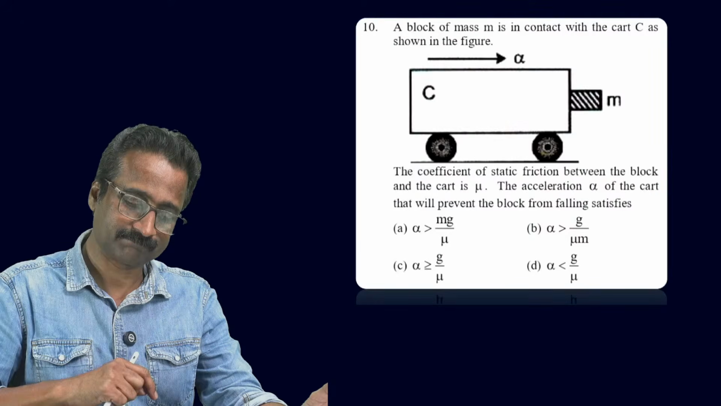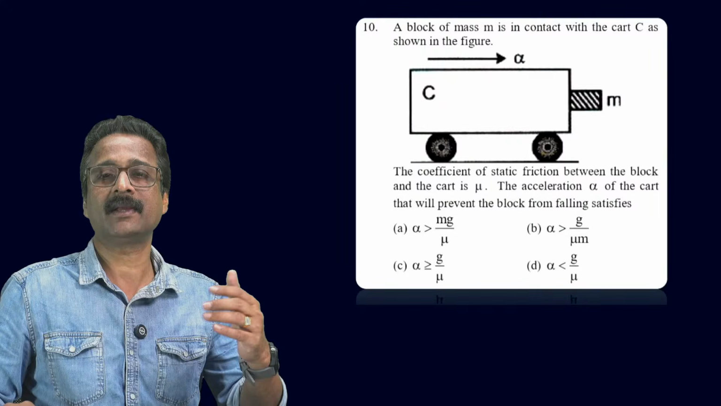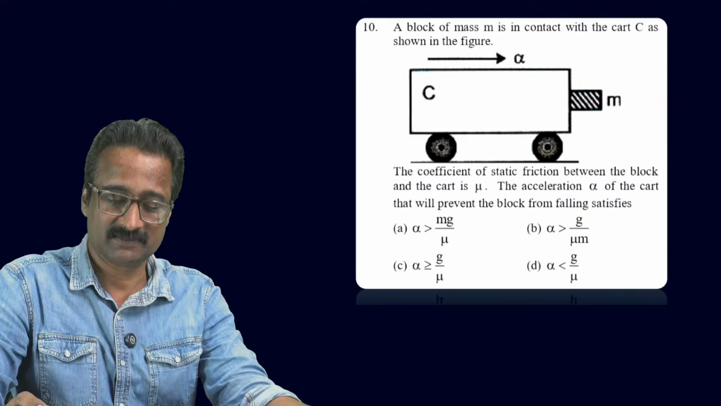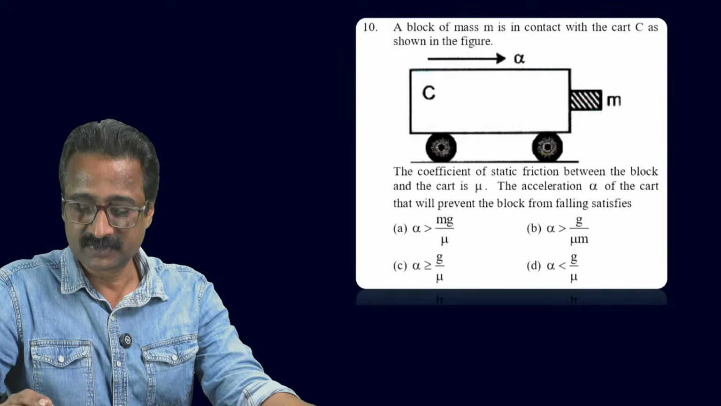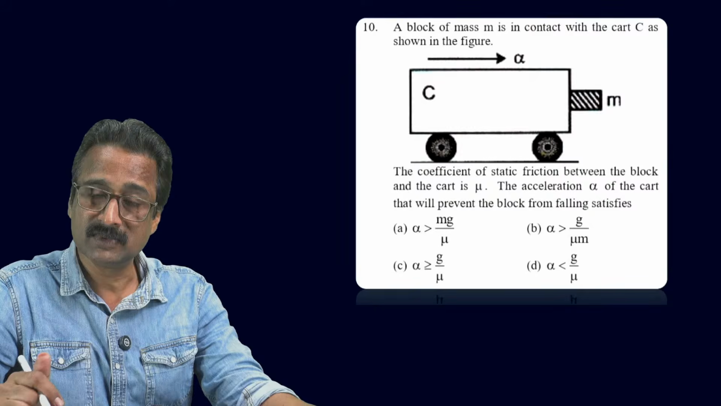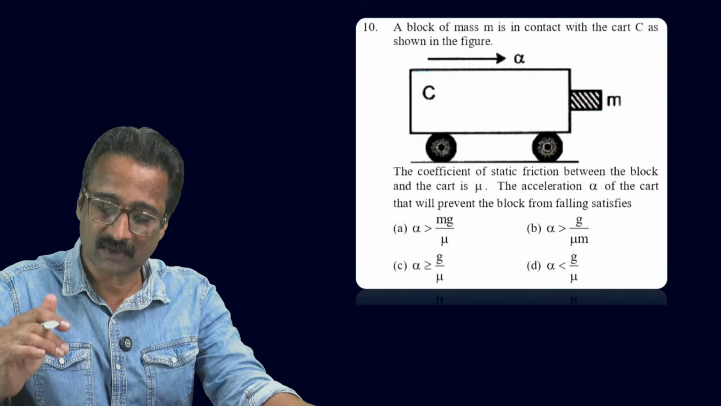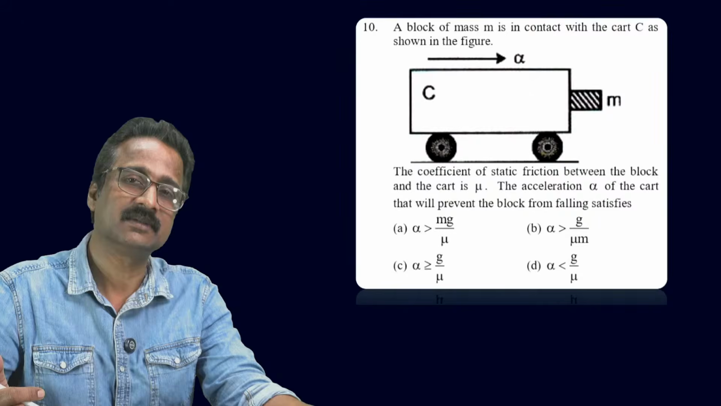Question 10, which is again a question based on an accelerating frame. A block of mass m is in contact with the cart C as shown in the figure. The coefficient of static friction between the block and the cart is mu. The acceleration alpha of the cart that will prevent the block from falling down will be, or it satisfies which condition? Here also you can see an accelerating frame.